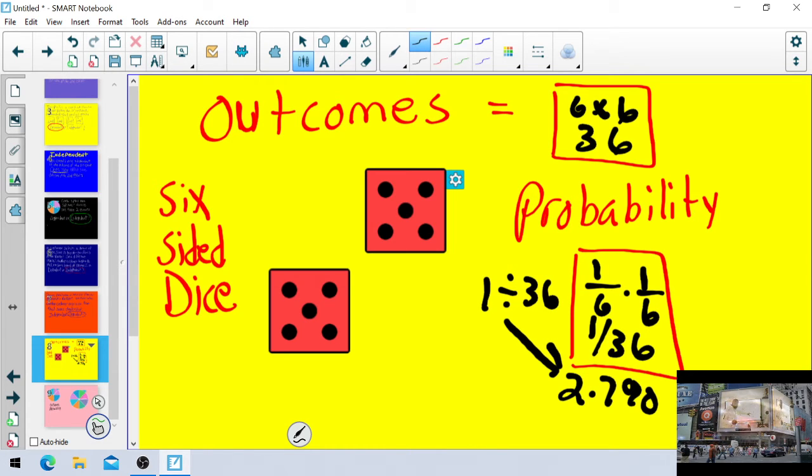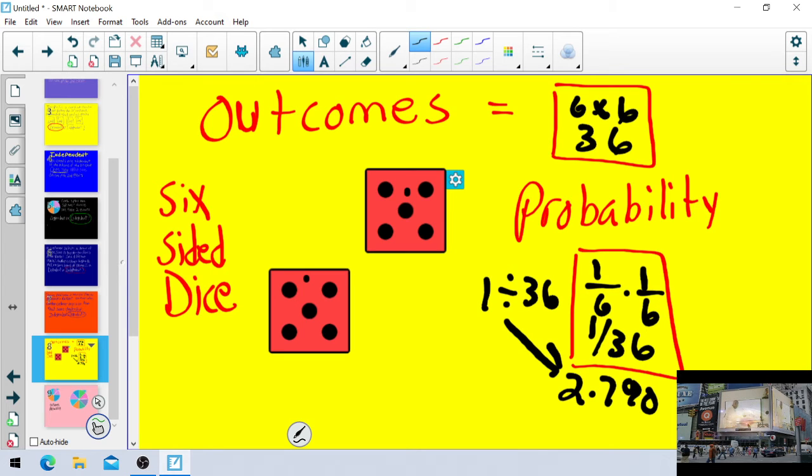So probability is different from outcomes. For outcomes, you got 6 right here and 6 right here, so you just do 6 times 6. Don't do 6 plus 6. 36 for the outcome. If they ask you for probability, you do 1 out of 6 times, not plus. 1 out of 6 times 1 out of 6 would be 1 over 36. They might ask for a fraction. If they ask you to turn it into a percent, that'll be 2.7%.